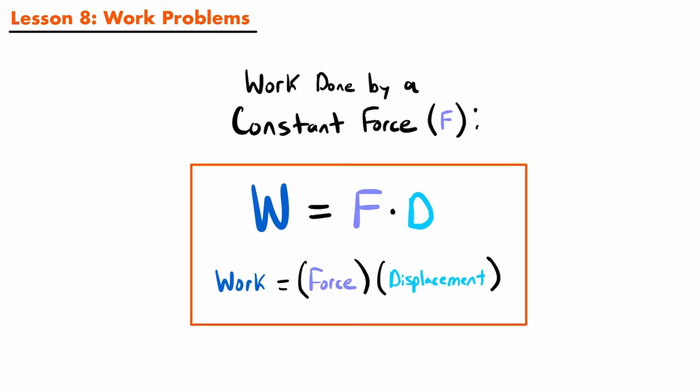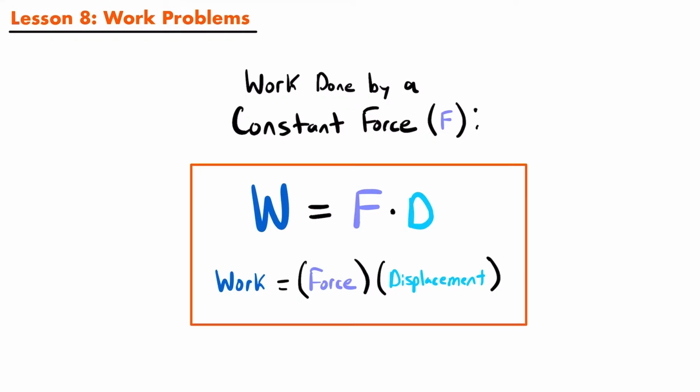And so in general, work is done by a force when it moves an object. The most simple case of work is when the force applied to an object is constant. All that means is that the force we are applying to an object is not changing as we move that object. When the force is constant, we can calculate work with the following formula: work is equal to the force applied to the object times the displacement, or the distance that the object moved from where it started.